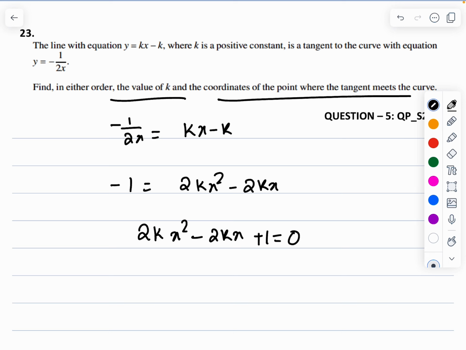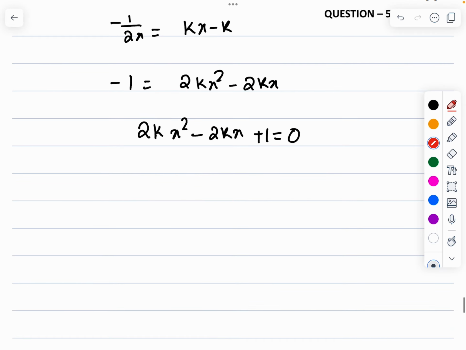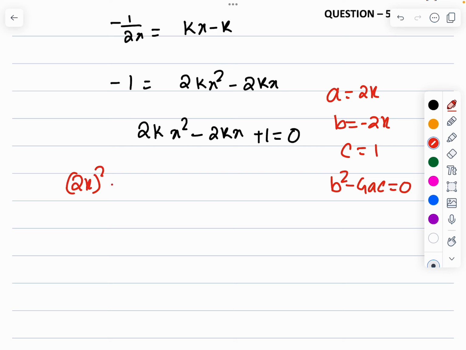Now, because it is a tangent, tangent means b square minus 4ac equals to 0. A is 2k, b is minus 2k, c is 1, and b square minus 4ac equals to 0. 2k whole square minus 4 times 2k times 1 equals to 0.